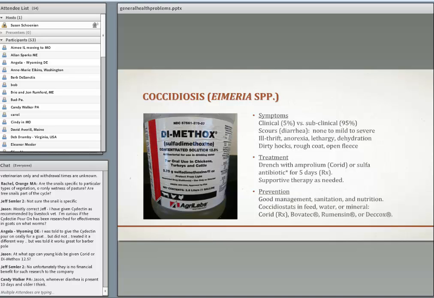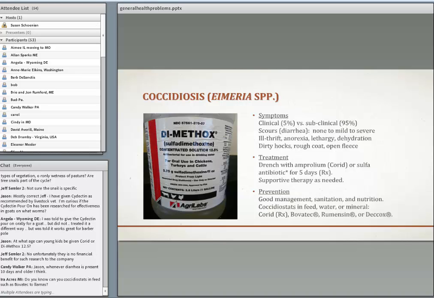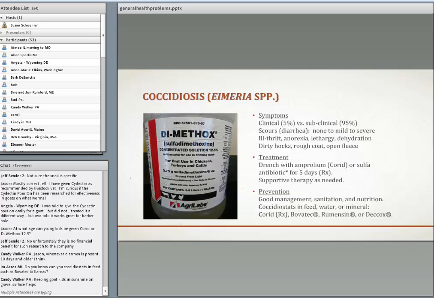Rumensin and Decox are approved for goats. They can be put in the feed and/or mineral to help prevent coccidiosis. The one thing I always want to make people understand is these coccidiostats, particularly Rumensin, can be toxic to horses and to dogs, particularly Rumensin, even to sheep and goats themselves. But they are very good options for helping to prevent coccidiosis.